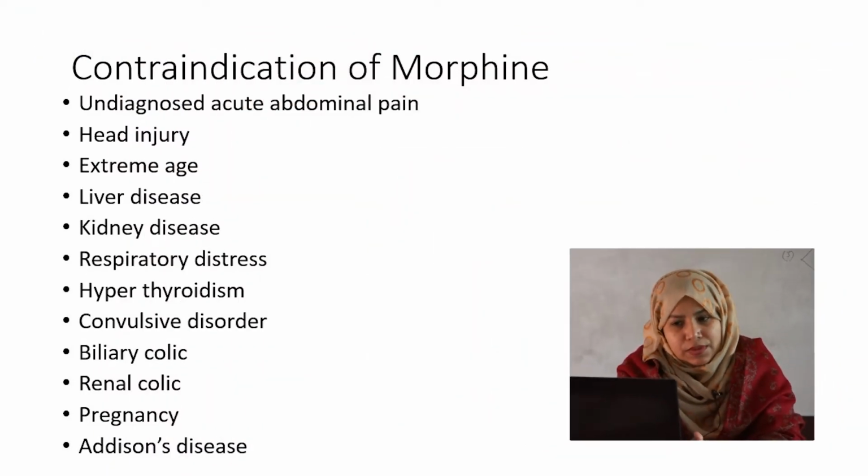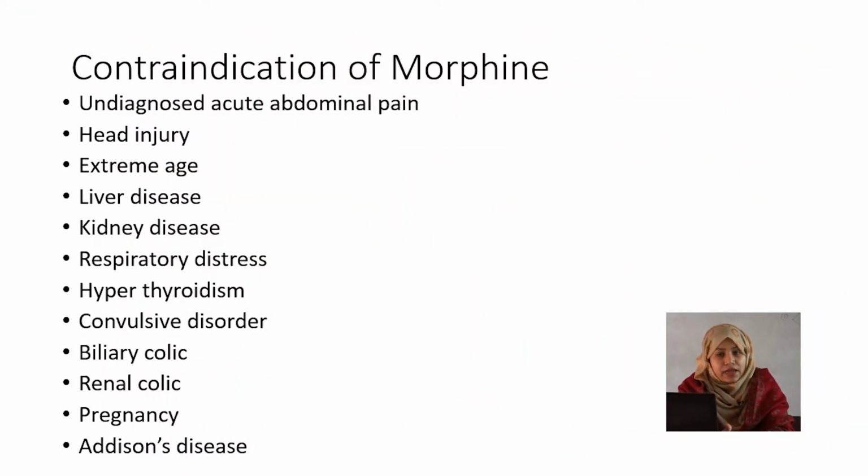Today's topic is the contraindications of morphine. In which cases can't we use morphine? We have to know the situations. Number 1, undiagnosed acute abdominal pain. In case of undiagnosed pain, if we use morphine randomly, then the patient may get relief from the severe pain of any type of acute abdomen. The patient may go back home and there may be a problem in his body.